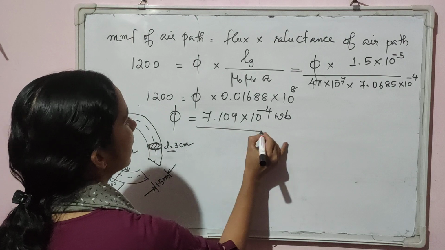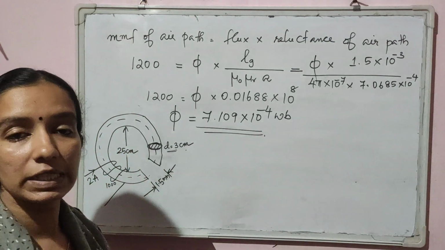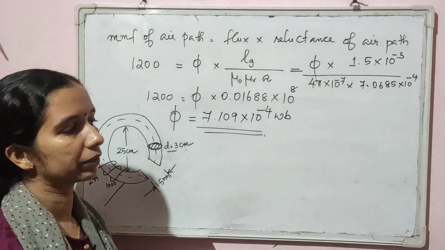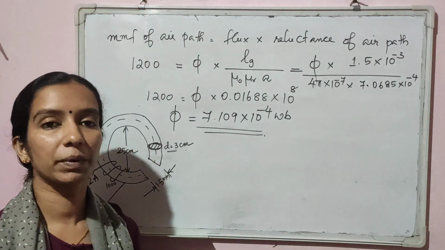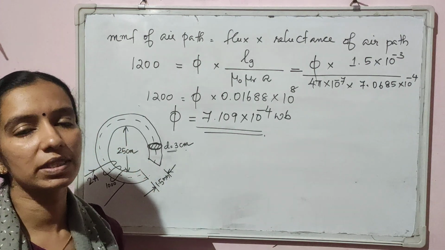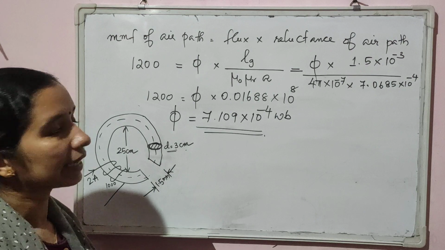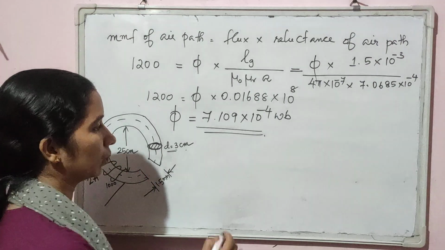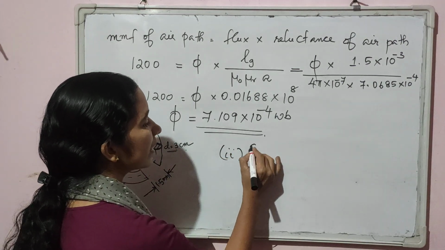Flux phi is equal to 7.109 × 10^-4 Webers. So this is the answer for part 3, the magnetic flux of this circuit. Now let us calculate part 2, that is the flux density.